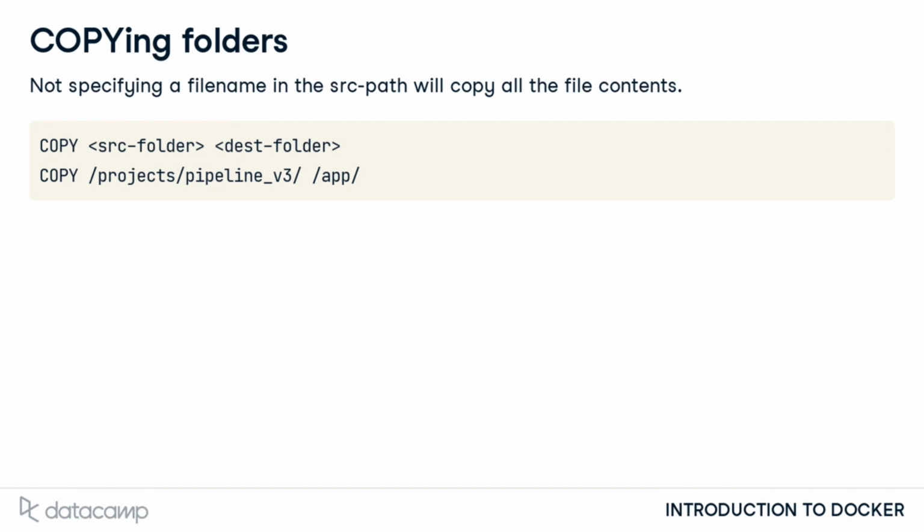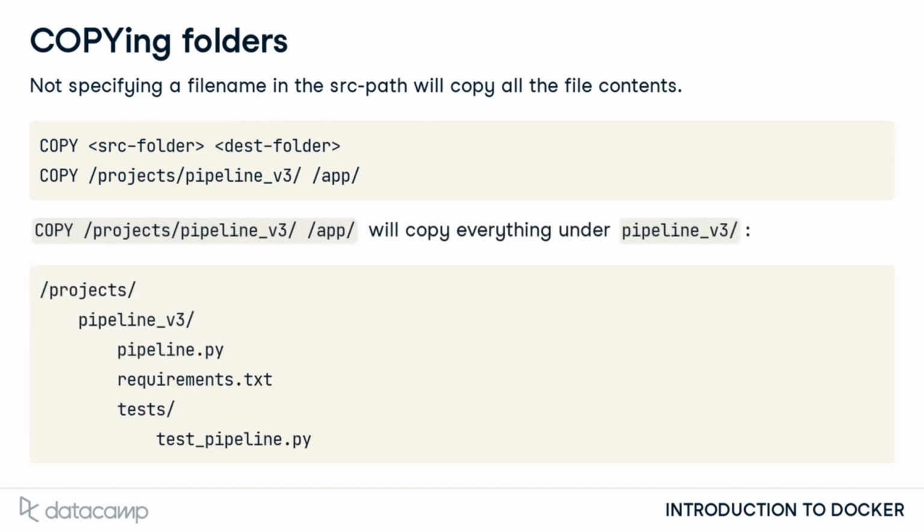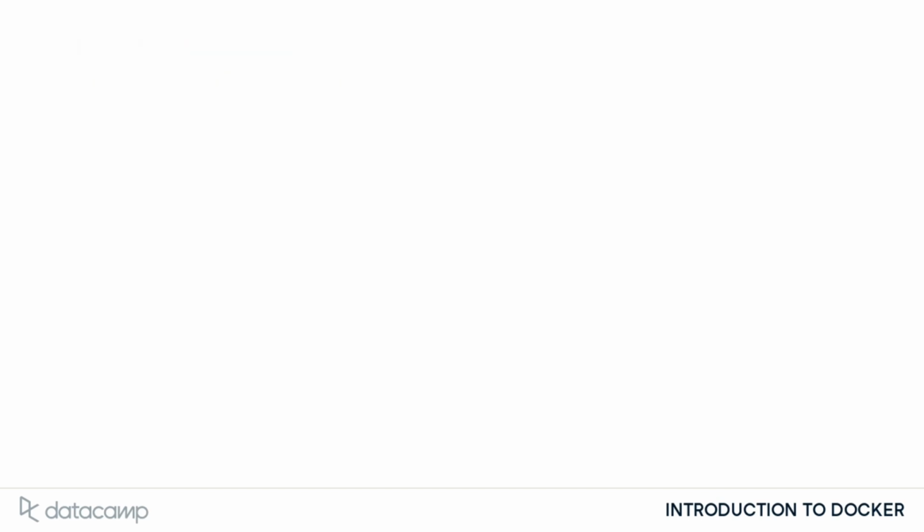If we don't specify a file name in the source path, then instead of just a single file, the entire contents of the folder will be copied, including subfolders. For example, if we have a folder called pipeline_v3 with 2 files and a subfolder with 1 file, we can copy both files and the subfolder with its file using the COPY instruction ending in pipeline_v3/.